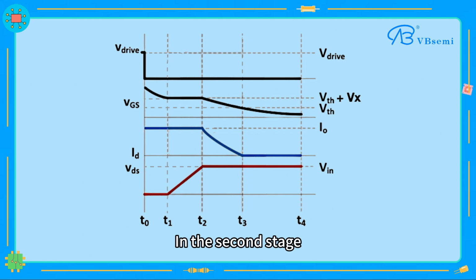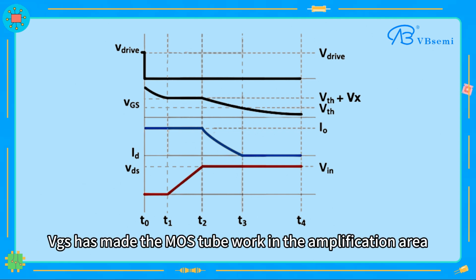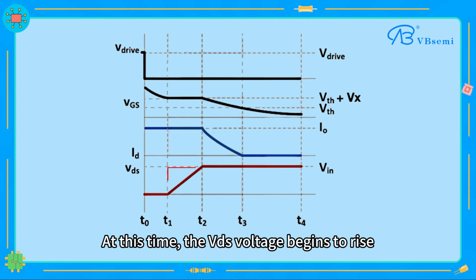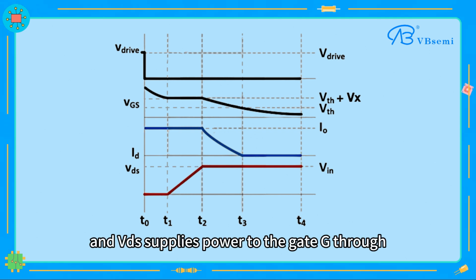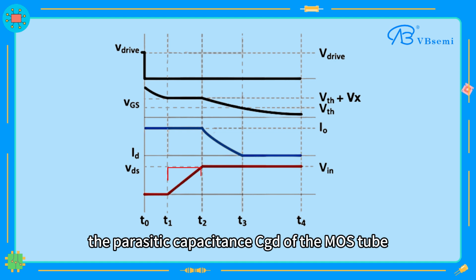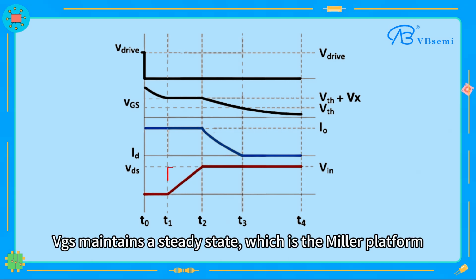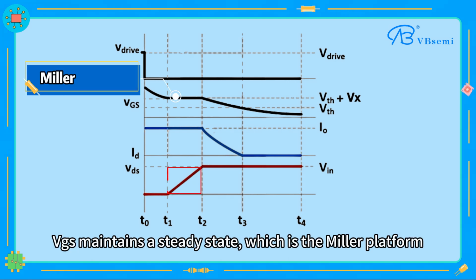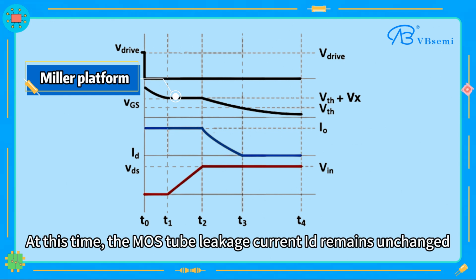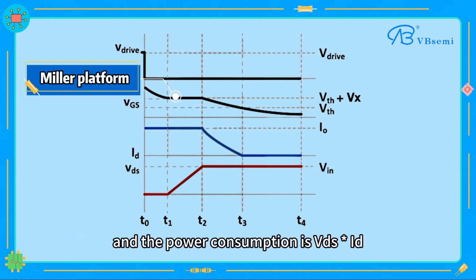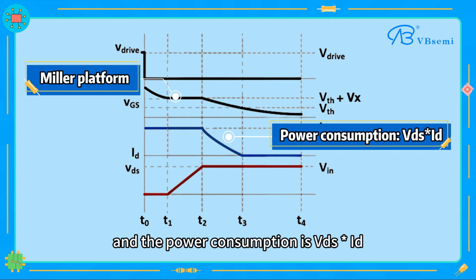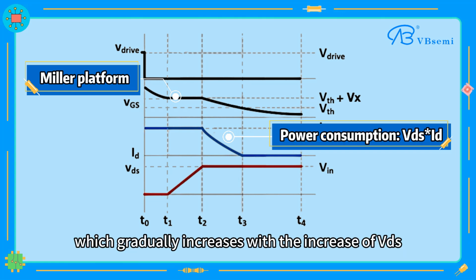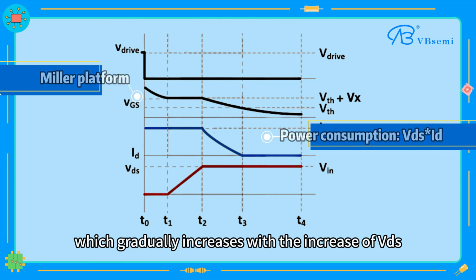In the second stage, VGS has made the MOS tube work in the amplification area. At this time, the VDS voltage begins to rise, and VDS supplies power to the gate G through the parasitic capacitance CGD of the MOS tube. VGS maintains a steady state, which is the Miller platform. At this time, the MOS tube drain current ID remains unchanged, and the power consumption is VDS multiplied by ID, which gradually increases with the increase of VDS.